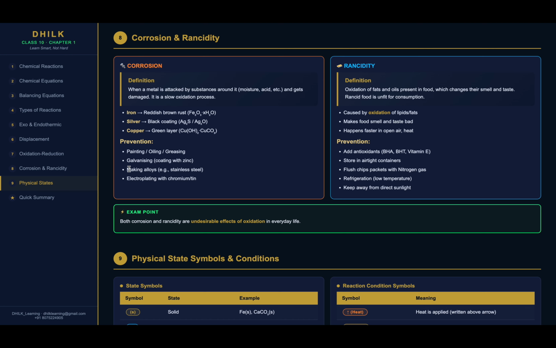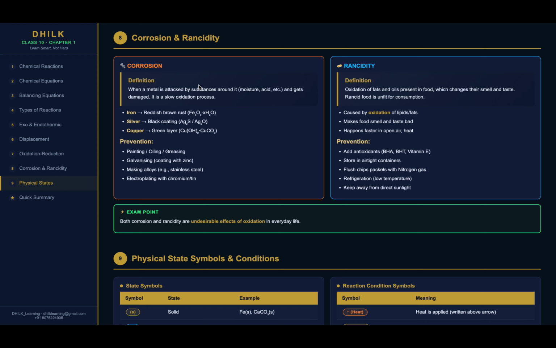Then another method is making alloys, like stainless steel, which is a mixture of iron, carbon and chromium. It prevents corrosion because chromium forms a protective layer. So that's another method. The last method is electroplating with metals like chromium or tin, which also protects iron from corrosion. So these are some prevention methods.